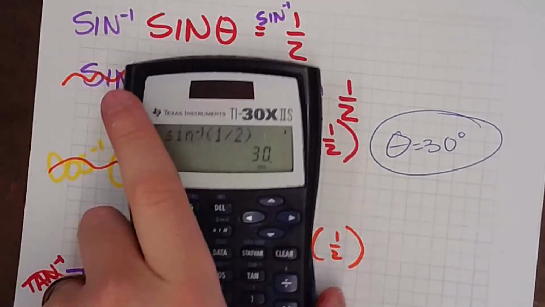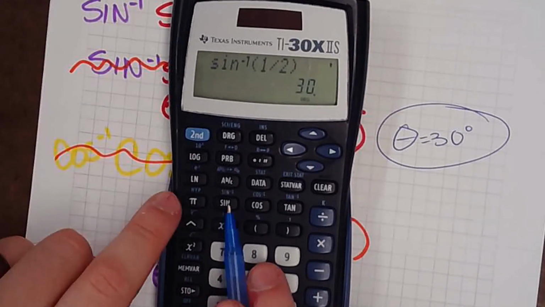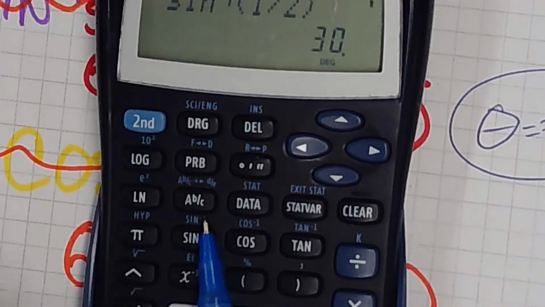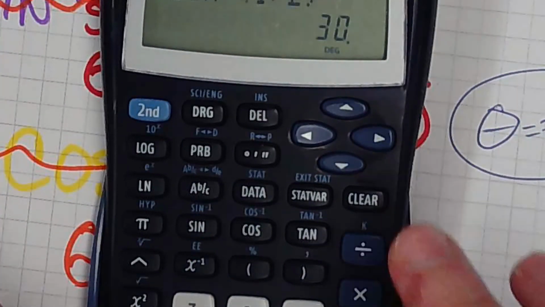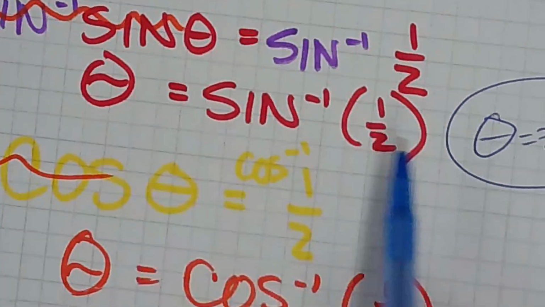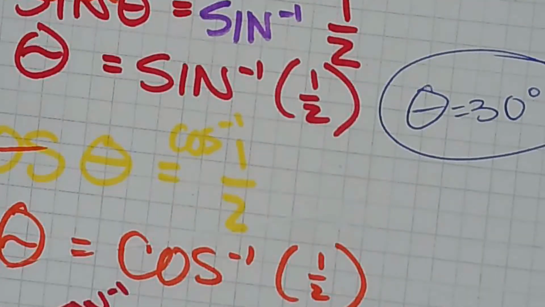The button is second sine, so second sine inverse. It's kind of hard to see on here because it's blue. Does everybody see the sine inverse, cosine inverse, tangent inverse? Okay, cool. They're kind of hard to see. So the sine inverse of a half is 30 degrees. Oh, that's kind of cool because if it's a right triangle.